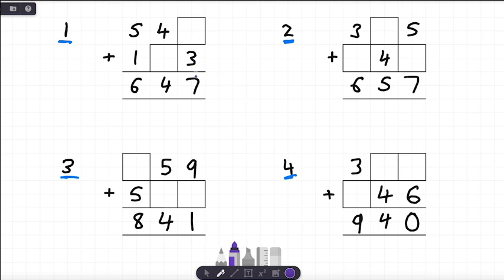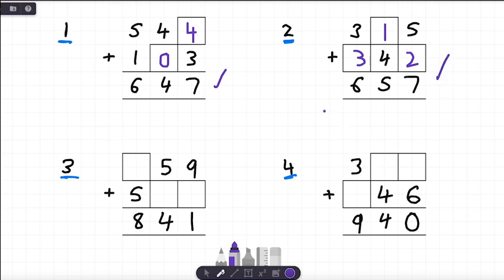Here we've got something plus 3 is 7. So we're going to have a 4 here. 4 plus 0 is going to be 4, and 5 plus 1 is 6. Number 2, 5 plus 2 gives us 7, 1 plus 4 is 5, and 3 and 3 is 6.